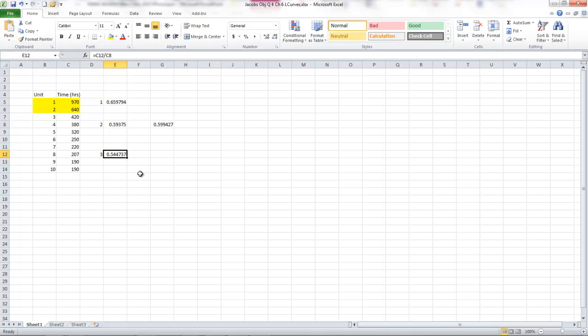And the other calculation that we'll do for learning rate is from the 4th unit to the 8th unit, and you can see how we calculated that. That would be C12, which is 207 for the 8th unit, divided by C8 for the 4th unit. There's C8. We look at the cell, and that is calculated out to be even faster learning. So we have like an accelerating learning curve as the more we do these things, and that came out to about 54%.